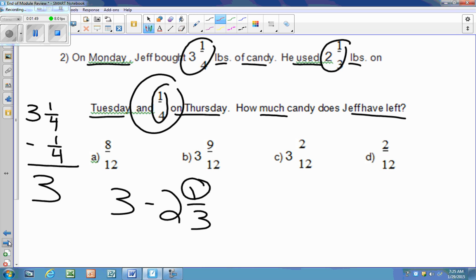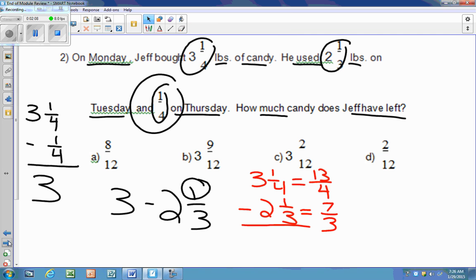So the first thing I'm going to do is I'm going to take my 3 1/4, and I'm going to subtract my 2 1/3. And what we learned to do is turn them into mixed numbers, improper fractions first. So 4 times 3 is 12, plus 1 is 13/4. And then over here we have 7/3. And now we're going to turn these into the same denominator, which is 12.